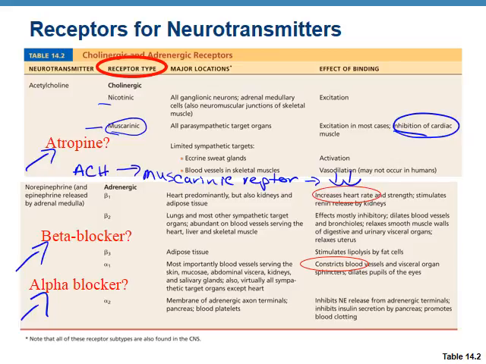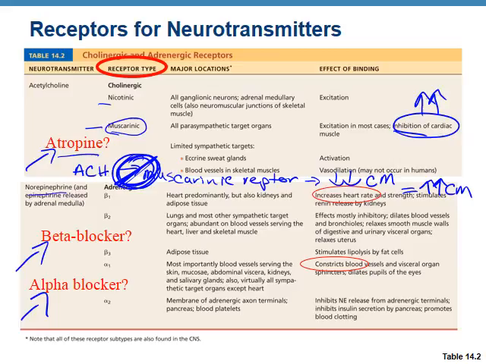So what happens if I give you atropine? Atropine will block this pathway. So instead of having a decreased cardiac muscle, instead you're going to have increased cardiac muscle contraction. So atropine causes an increase in cardiac muscle because you're blocking the normal pathway.